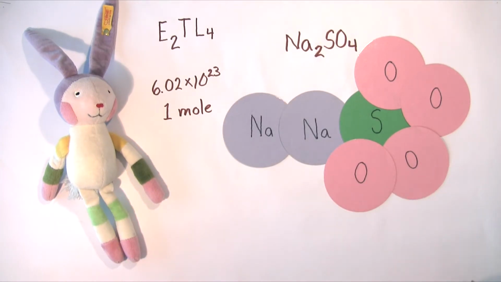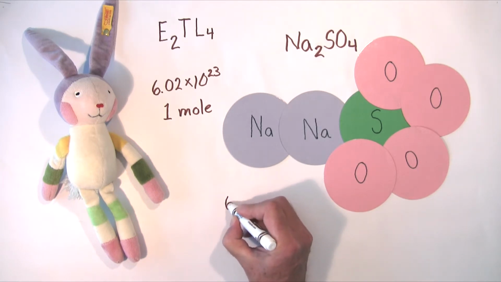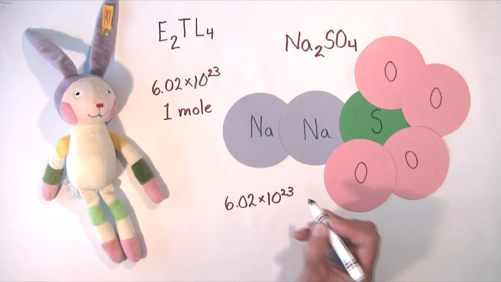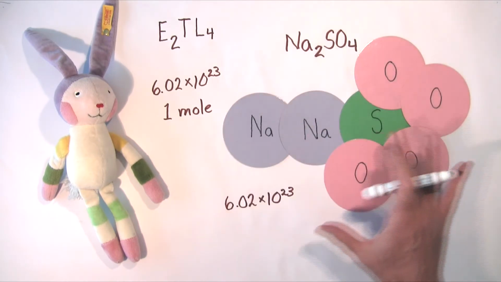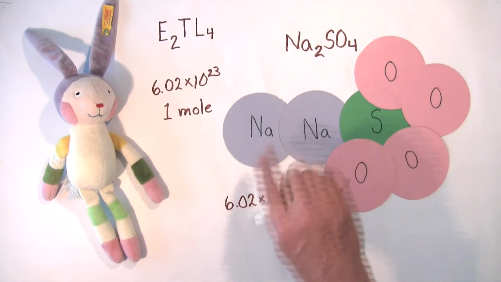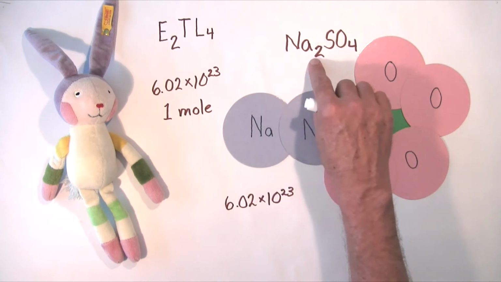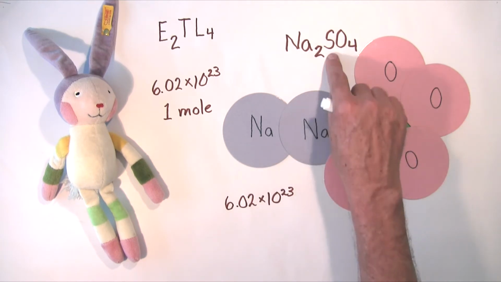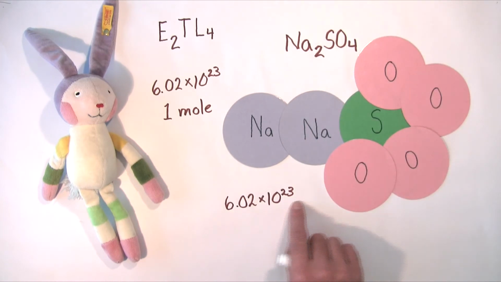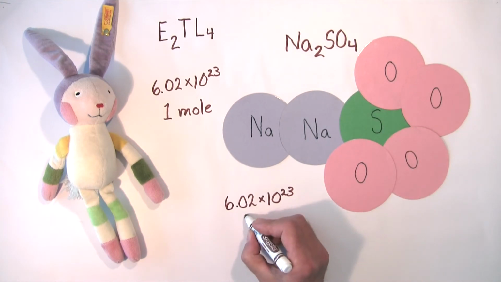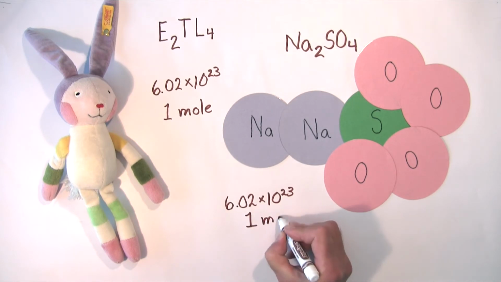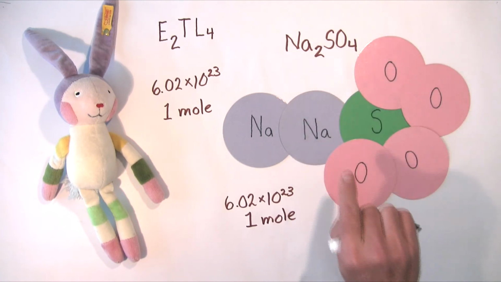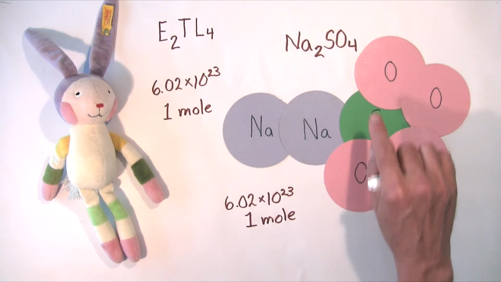So now, again, the scary part. What if we had 6.02 times 10 to the 23rd of these entire things? That means we would have 2 times that number of sodium atoms, 1 times that number of sulfur, and 4 times that number of oxygen. Or we could call it just 1 mole. If I had 1 mole of these, there would be 2 moles of sodium, 1 mole of sulfur, and 4 moles of oxygen.